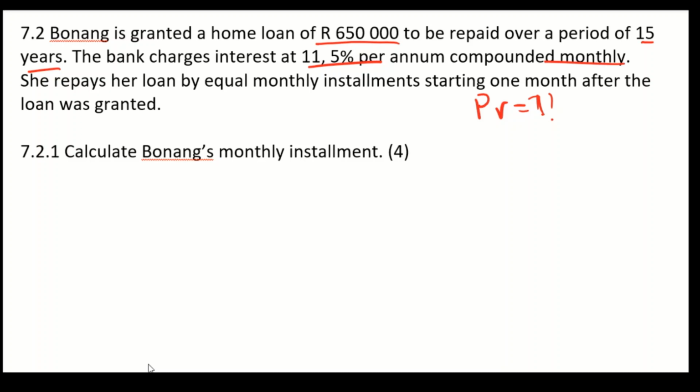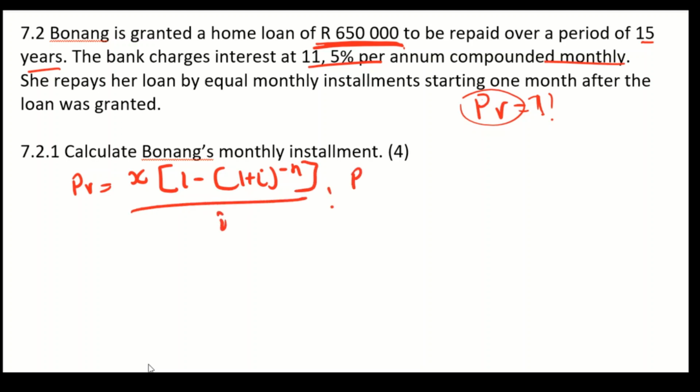So 7.2.1, we are asked to calculate Bonang's monthly installments. We already know that the loan is 650,000 rand, which is our PV. The formula is PV = x[1 - (1 + i)^-n]/i. We know that our present value is equal to 650,000, and our x is what we are looking for. Our n is equal to 15 years multiplied by what's compounded. It's compounded monthly, so it's 12. If you multiply that, literally punching with my calculator, I'm getting 180.